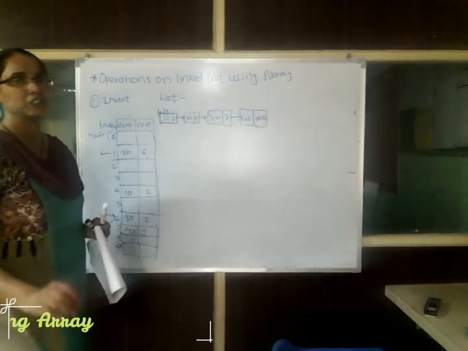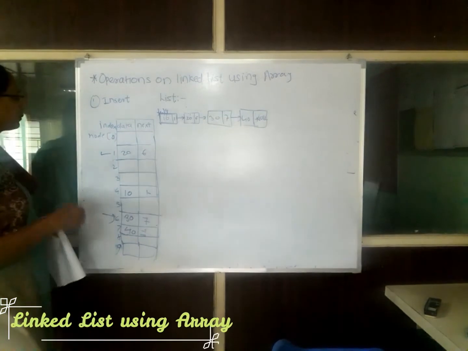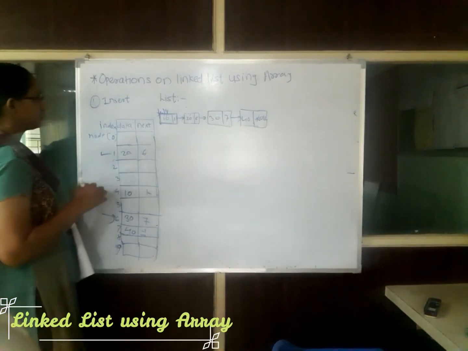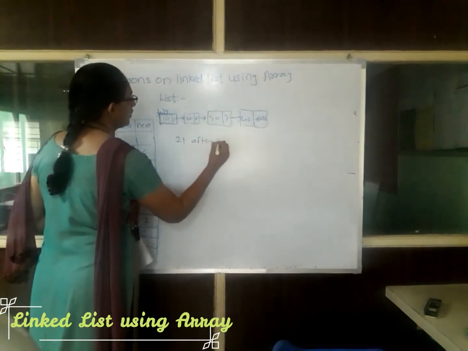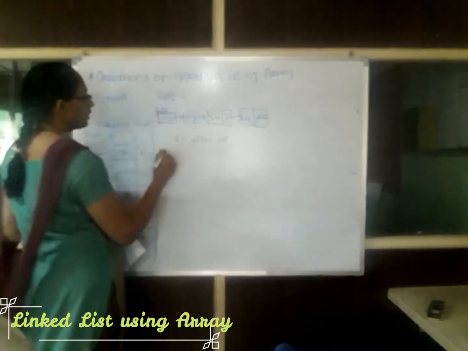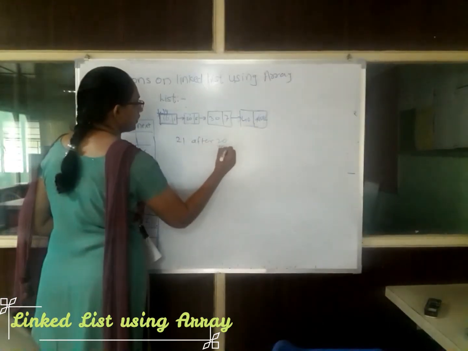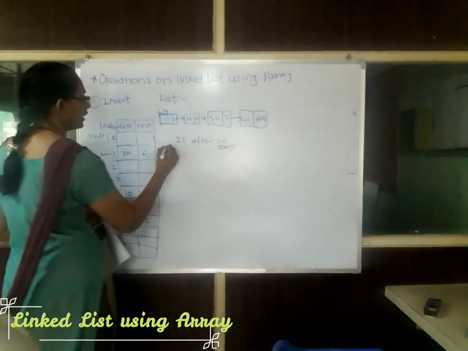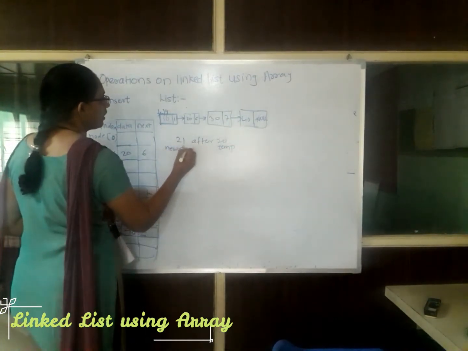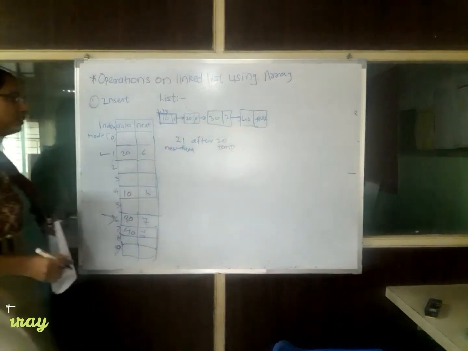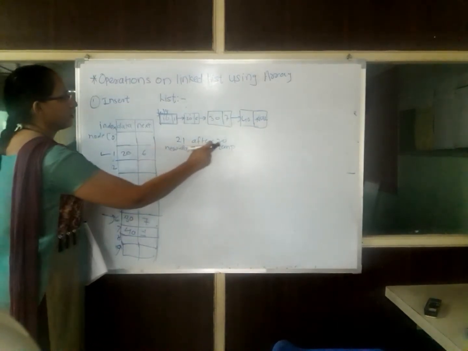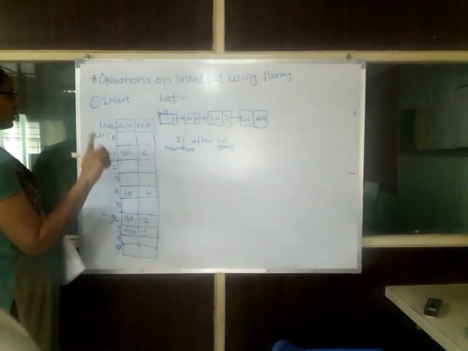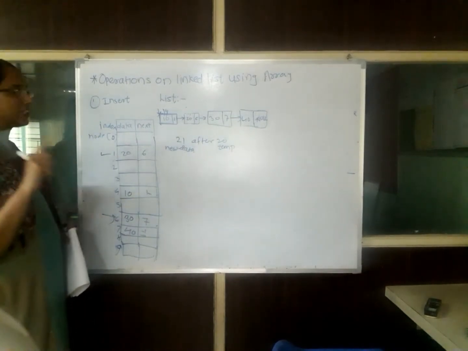Operation: how to do insertion in a linked list using an array. For example, if I want to insert the data 21 after 20, suppose 20 is stored in the variable temp and 21, the new data, is what I want to insert in this list. So I want to insert 21 after 20. First of all, I will search where 20 is located.